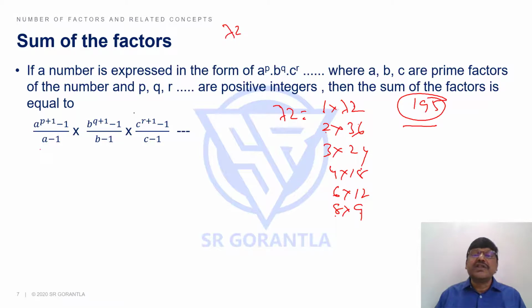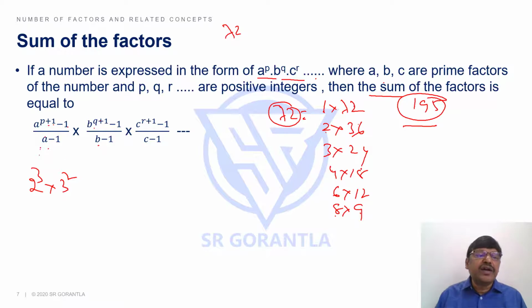This is the formula, students. If a number can be expressed in the form of a power p, b power q, c power r and so on, then the sum of the factors equals a power p plus 1 minus 1 by a minus 1, b power q plus 1 minus 1 by b minus 1 and so on. Suppose if I take 72, students, you are writing 2 cube into 3 square. What is the sum of the factors of 72 means?